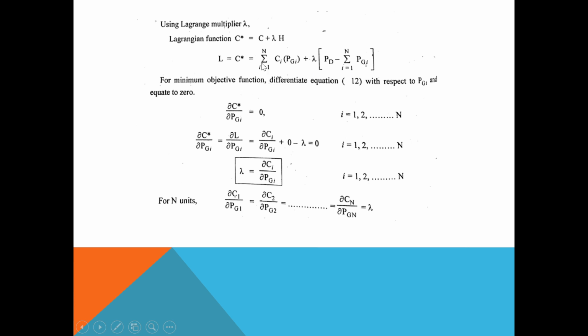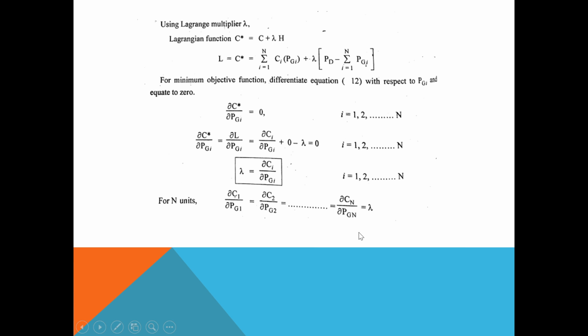So differentiate this equation with respect to Pg and then equate to 0. You are getting the incremental cost function. After differentiating, you are getting this equation: lambda equal to dou C i divided by dou Pg i. So this is the formula for the coordination equation without loss.